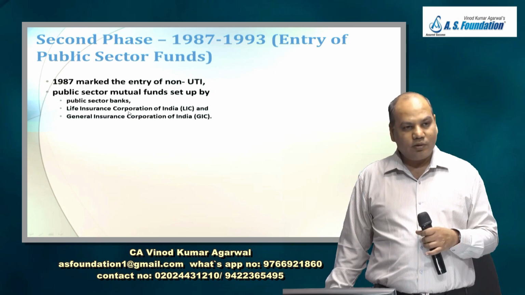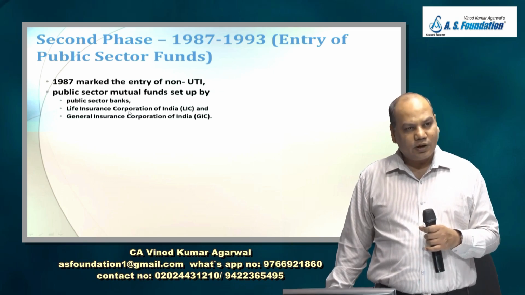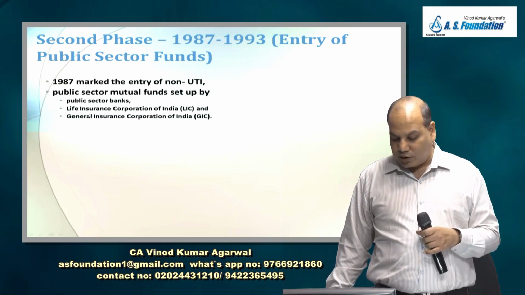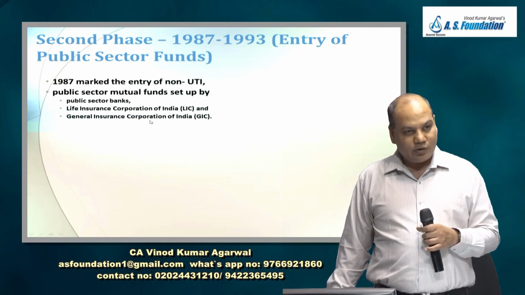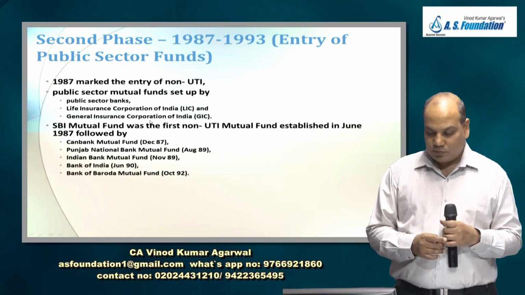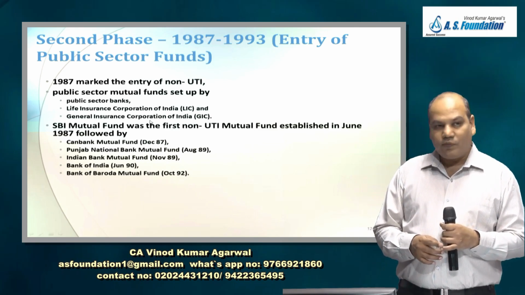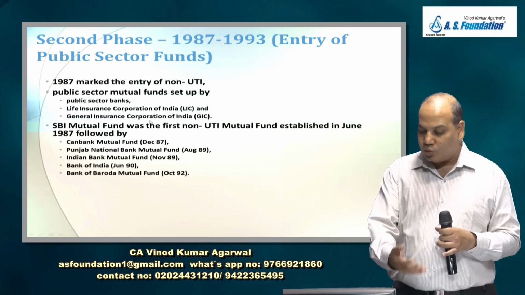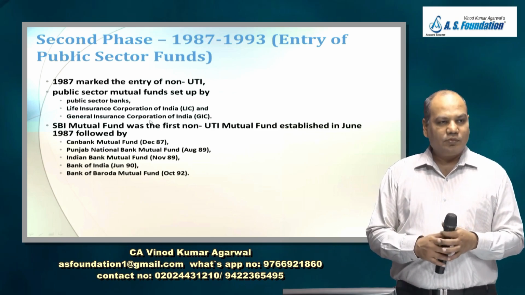So State Bank, Canara Bank, they started. Plus even the insurance companies like LIC and GIC, they started their mutual funds. So SBI mutual fund was the first non-UTI mutual fund. So what is the sequence?